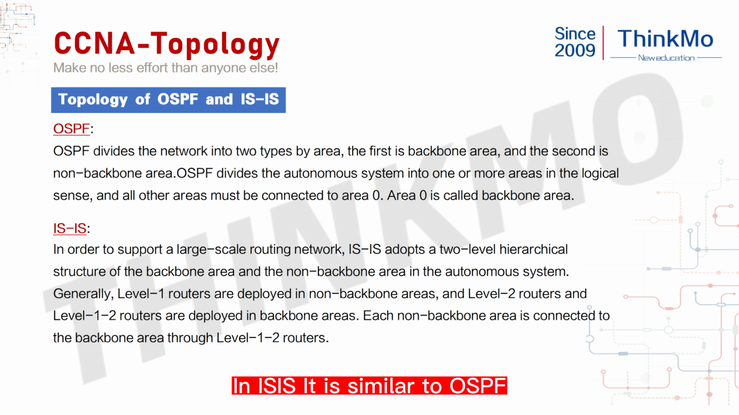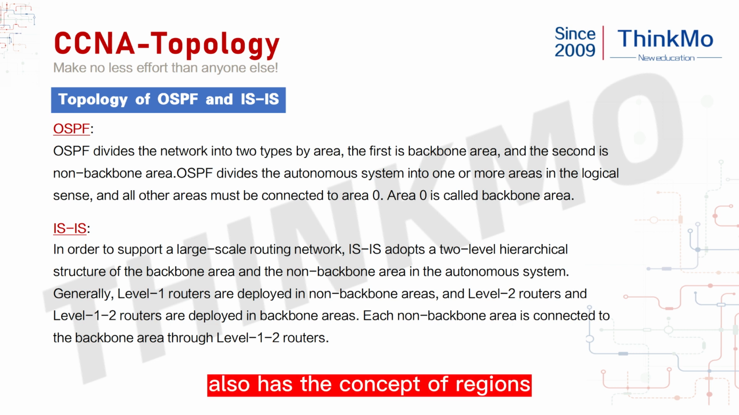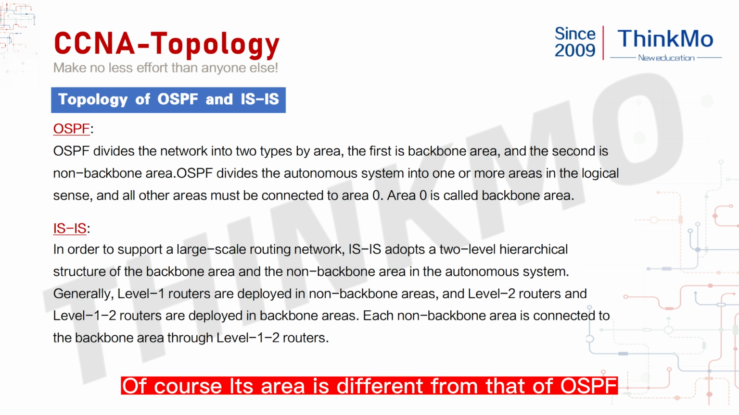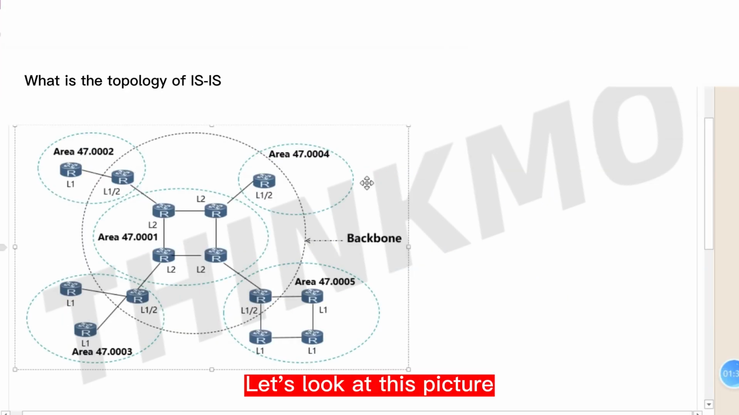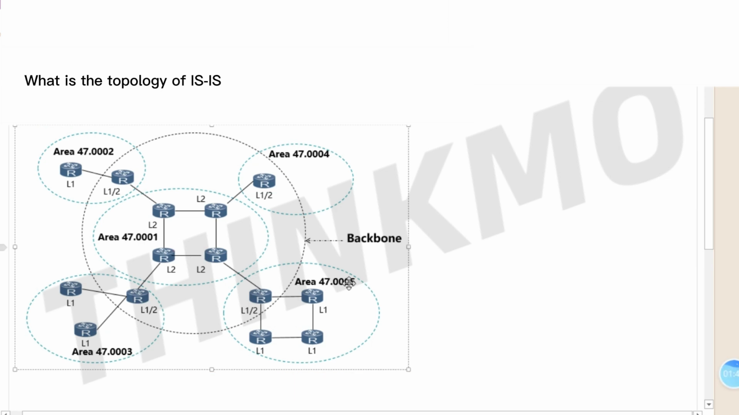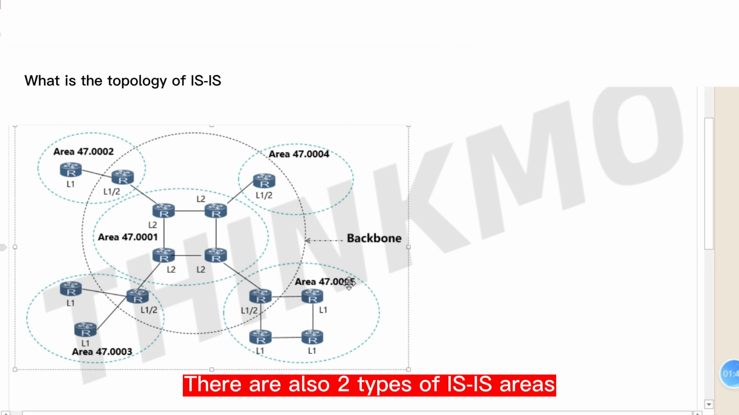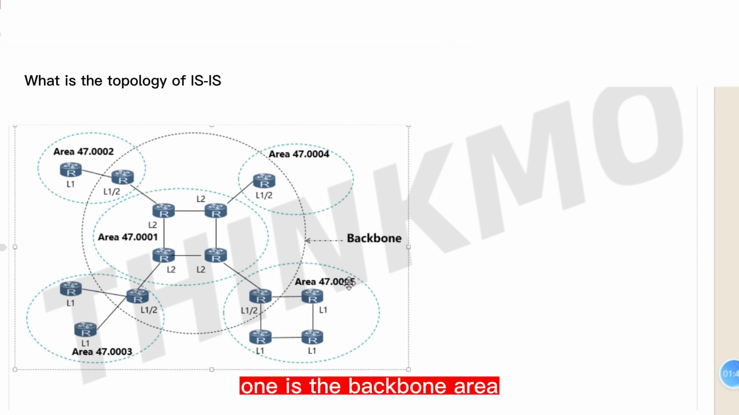In IS-IS, it is similar to OSPF. The main thing is that it also has the concept of areas. Of course, its area is different from that of OSPF. Let's look at this picture. There are 5 areas. It is not the same as OSPF partition. There are also 2 types of IS-IS areas. One is the backbone area. The other is a non-backbone area.